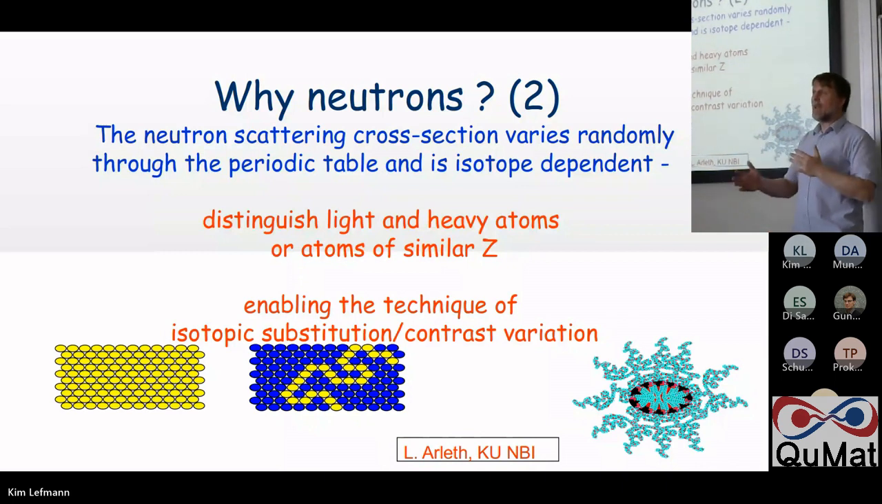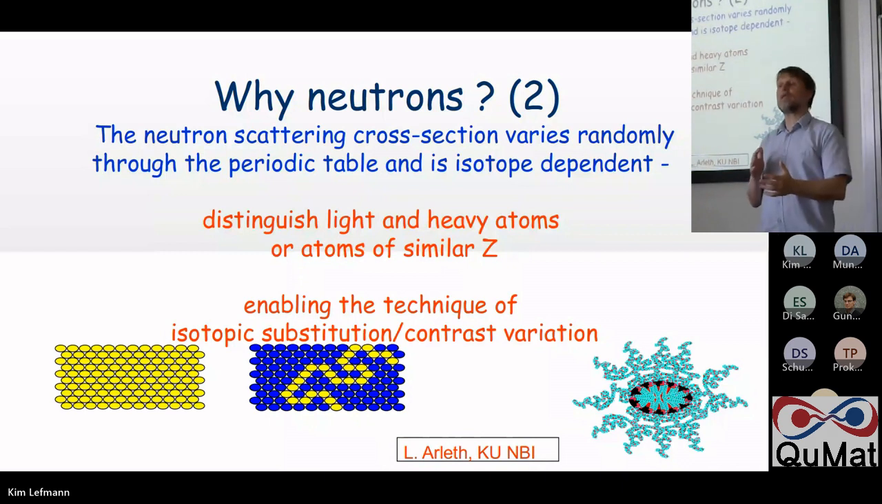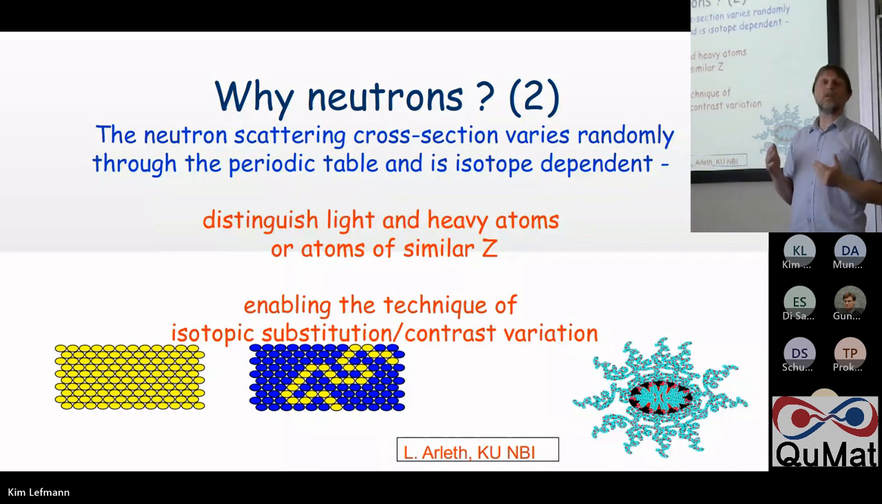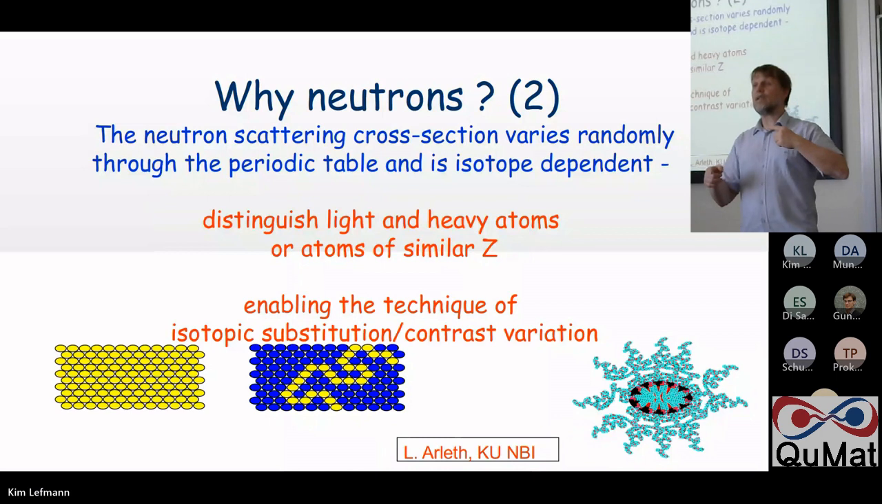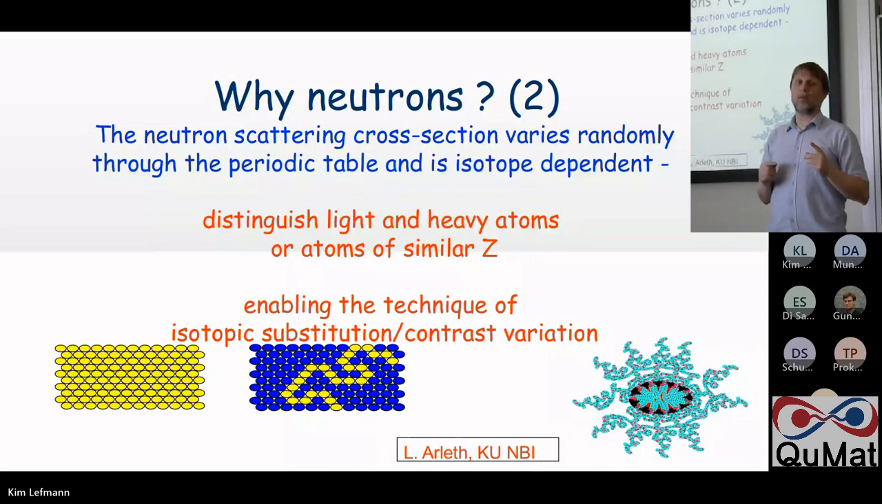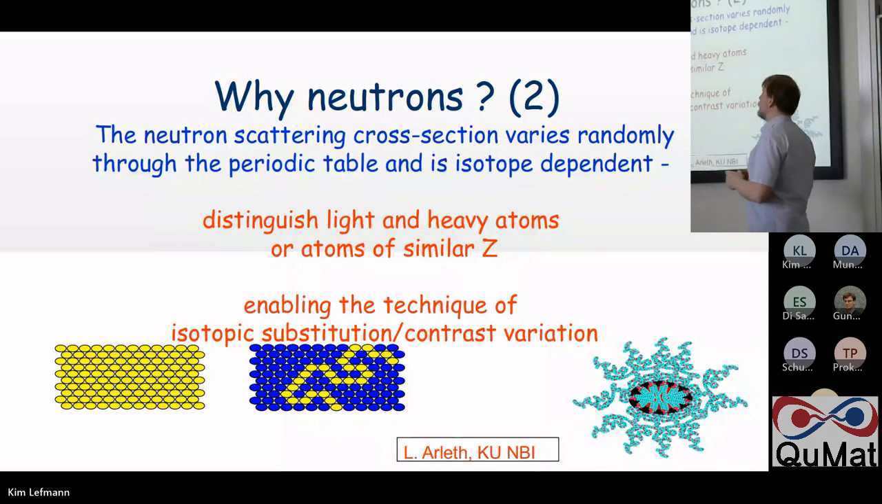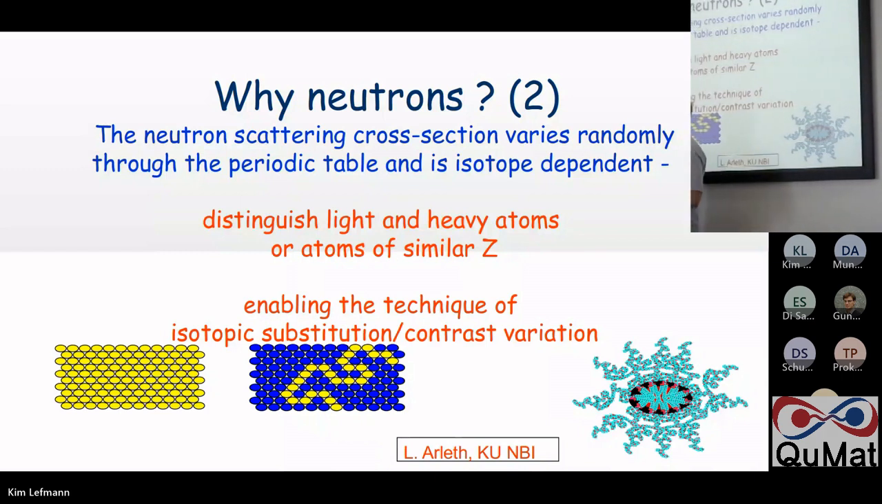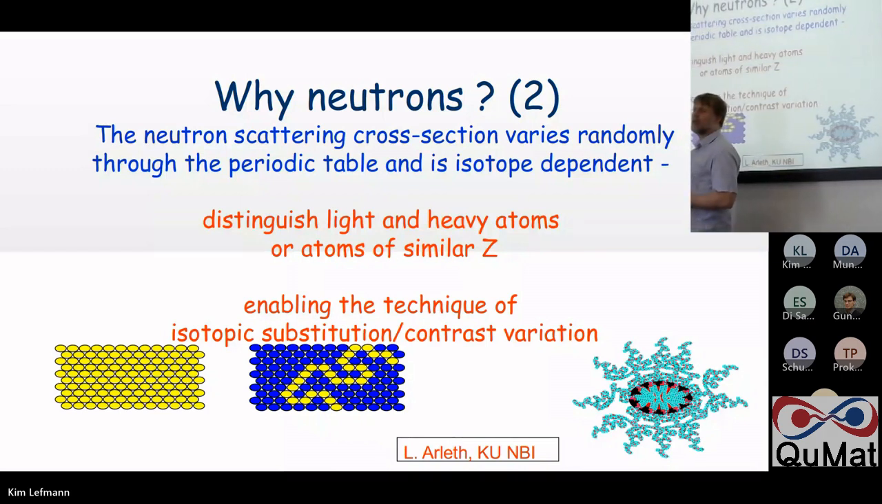So different neighboring elements can have very different scattering amplitudes. One of the strongest scattering amplitudes is for hydrogen. That's extremely nice, in particular in organic chemistry. But even more important is that the scattering amplitude changes sign between hydrogen and deuterium. So if you have some polymer in aqueous solution, it may have almost the same contrast as the solvent.